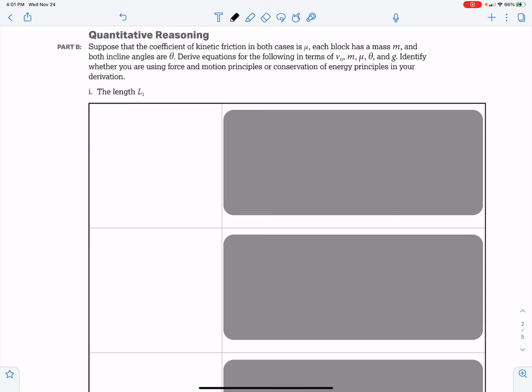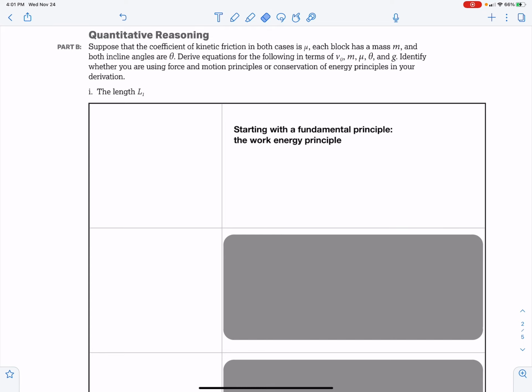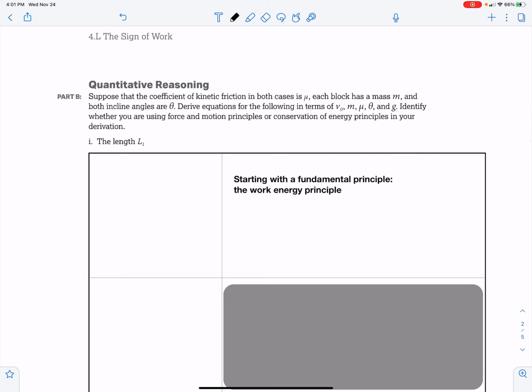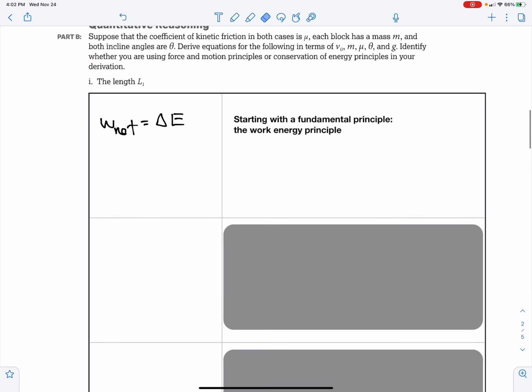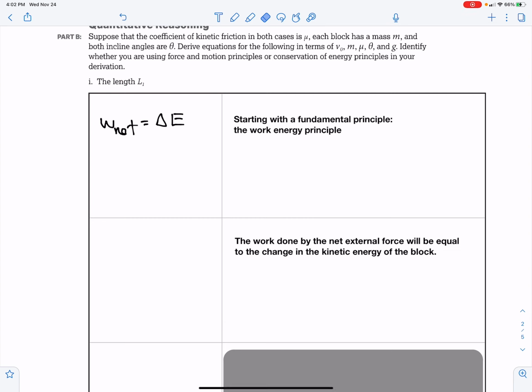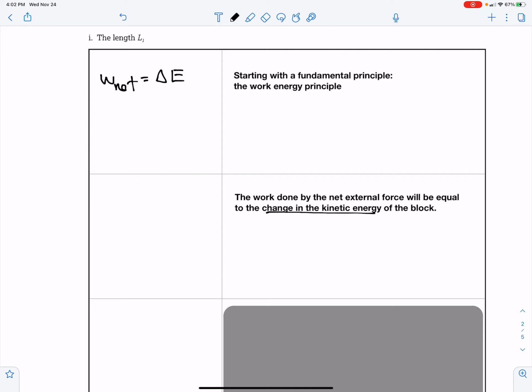To begin with, start with a fundamental principle, the work energy principle, which states that the net work is equal to a change in energy. The work done by a net external force will be equal to the change in kinetic energy. We know that the net work is force times distance, so we're going to change that into net force times distance times the cosine of the angle equals a change in kinetic energy specifically. So that's the energy that's changing.